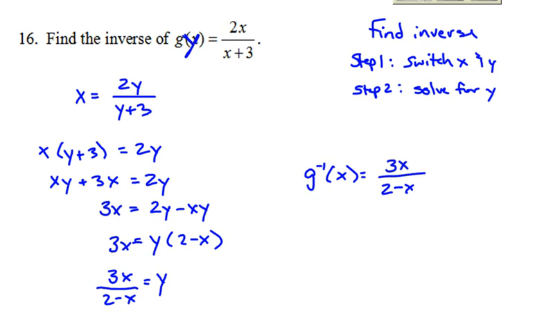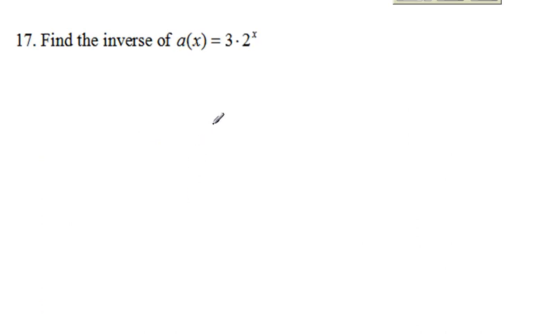All right, let's try another one. In this one, we're asked to find the inverse of a of x equals 3 times 2 to the x. We should notice at the very beginning, x is in the exponent, and we're going to be needing logarithms to do this. But let's start off by just switching x and y. So x equals 3 times 2 to the y. In our process of getting y by itself, the first thing we want to do is divide by 3. So we have x over 3 equals 2 to the y.